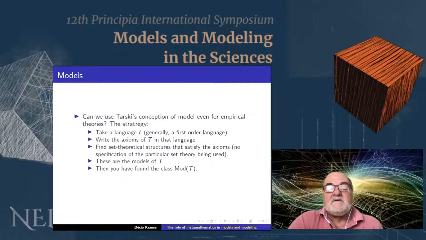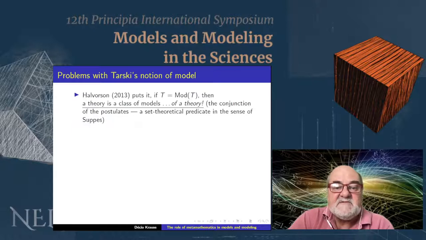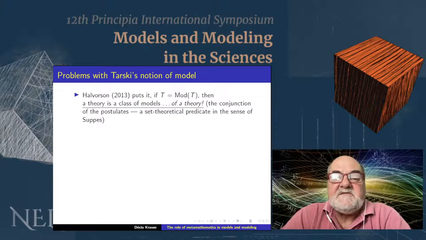And semanticists, of course, identify T with the class of these models. Okay, but there are some challenges to put here. For instance, Halvorson puts that if T is identified as the class of its models, then a theory will be a class of models of what? Of a theory.